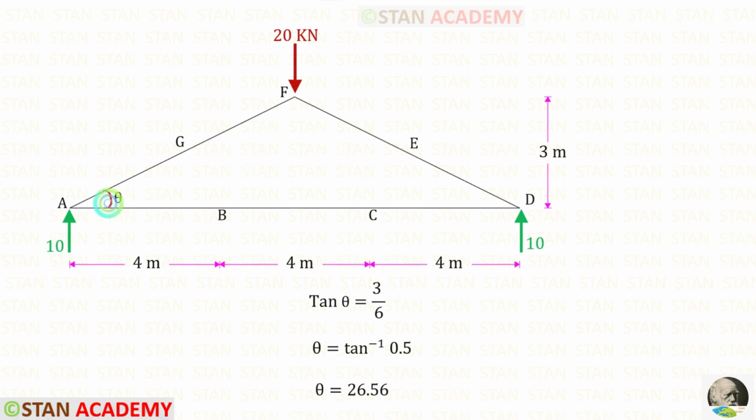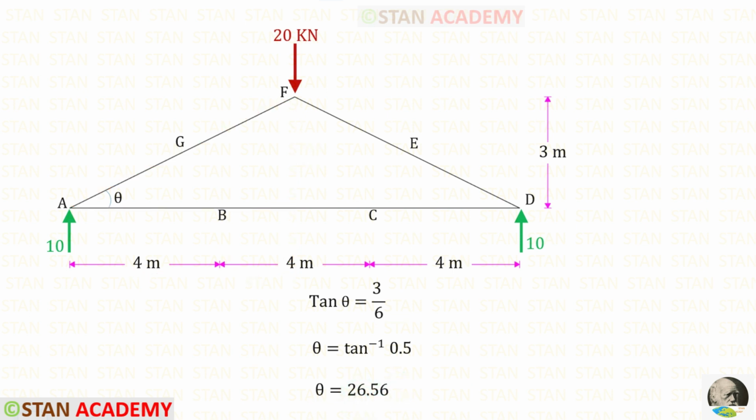We need to find this angle. Let us keep this angle as theta. We can use a tan formula. Let us take this triangle. In this triangle, opposite side is 3 and the adjacent side is 4 plus 2. So it will be 6. In this way, for theta, we will get 26.56.